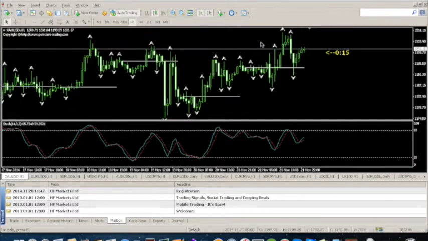Support acts like a floor. On the floor you have a ceiling. If you throw a ball, it bounces up to the ceiling and comes back, just like that. It's similar to support and resistance. You can say supply and demand. Demand is at the bottom and supply is at the top.